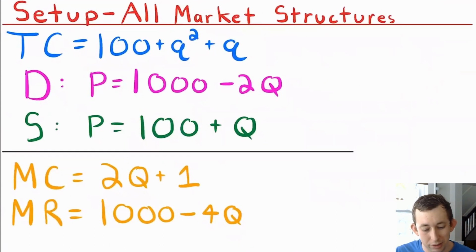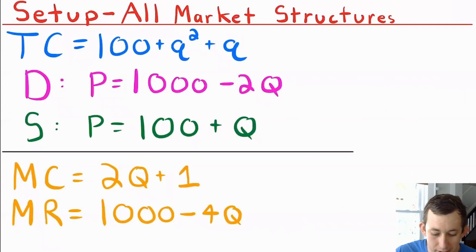In the setup of this question, we are going to have the same setup for all these different market structures. We're going to have a total cost function of 100 plus Q squared plus Q. We're going to have a quantity demanded in the market of 1,000 minus 2Q. And we're going to have this general market supply curve of 100 plus Q.